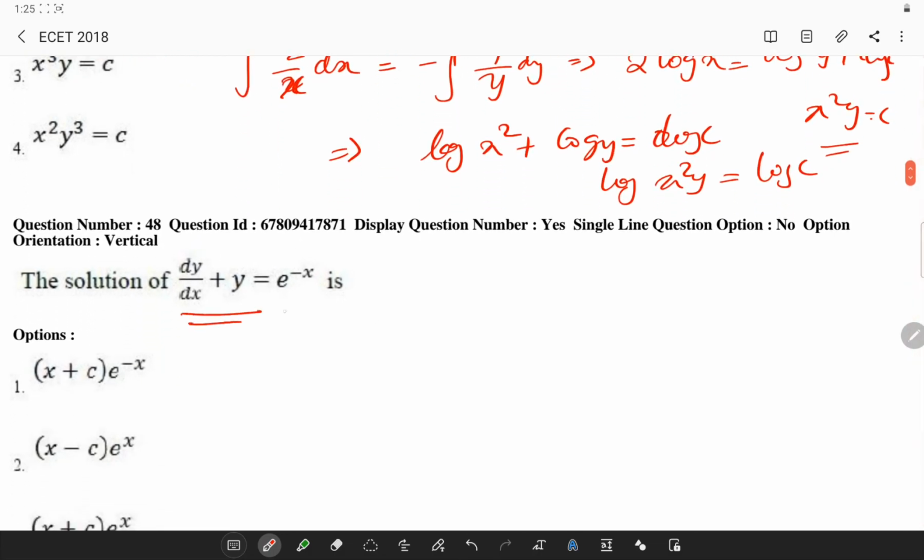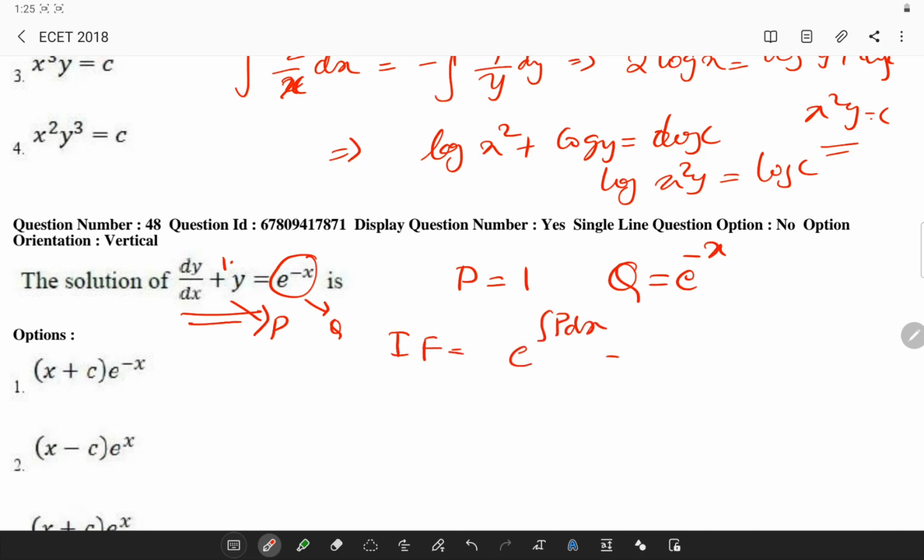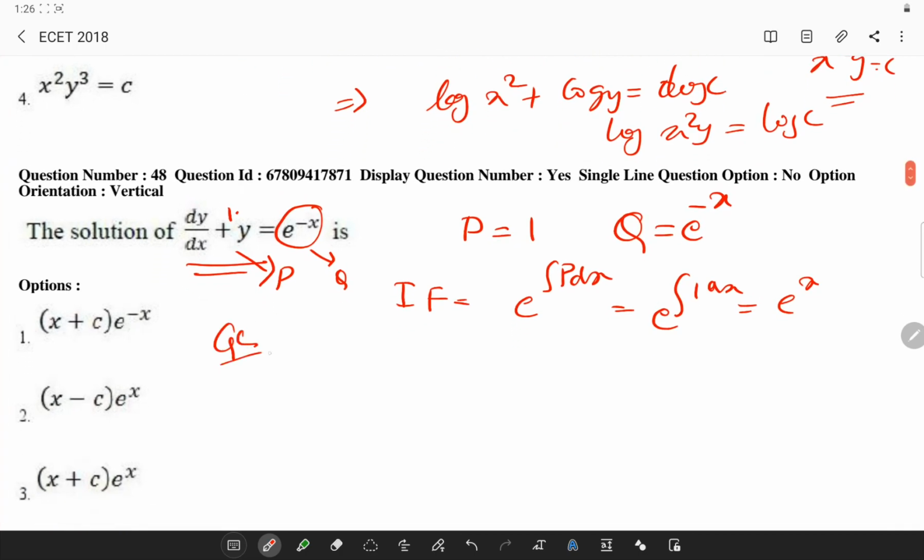Now, if you compare it with the original differential equation, you will have p as 1 and q as e^(−x). So this is q and 1 is your p. The integrating factor is e^(∫p dx). Here it is e^(∫1 dx), which is e^x. So the general solution is simply y times the integrating factor equals the integral of q times the integrating factor dx plus c.